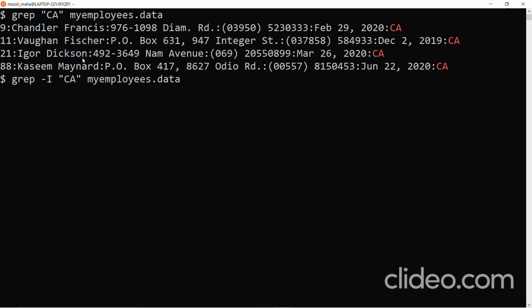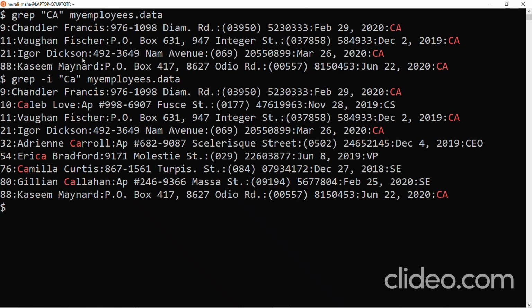What do I do? Grep -i CA. Let me give capital C, small a. Maybe all the records here have capital CA, but some records may have small ca, or capital C and small a, all those things. So I want to ignore the case. While giving the pattern, I am giving it like this, capital C and small a. Still it will match all the patterns, wherever CA comes, it matches, right?